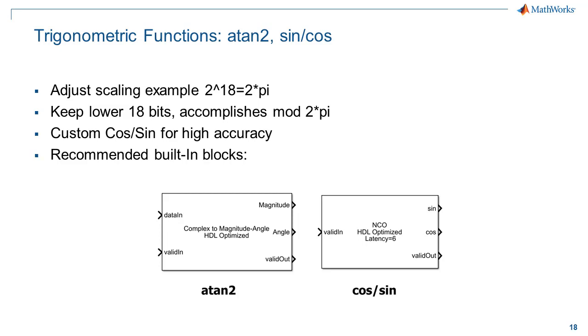I also want to show an example of building cosine sine from scratch for a couple of reasons. One, that example shows a nice way to get a really high degree of accuracy, and it also teaches this concept of doing things mod 2 pi and getting the scaling right to leverage that. So let me show that example.